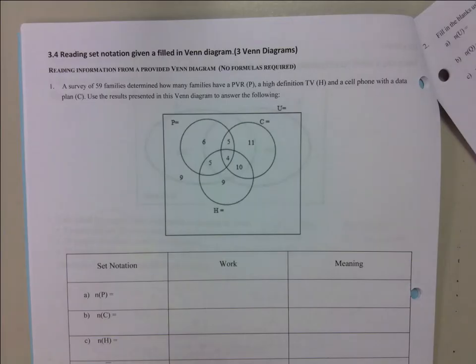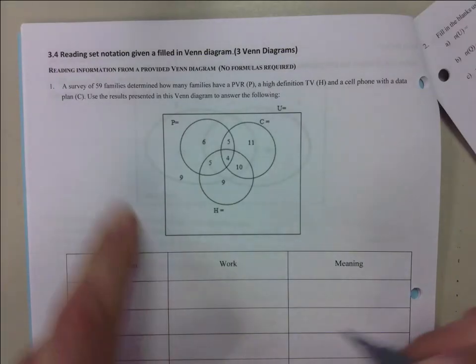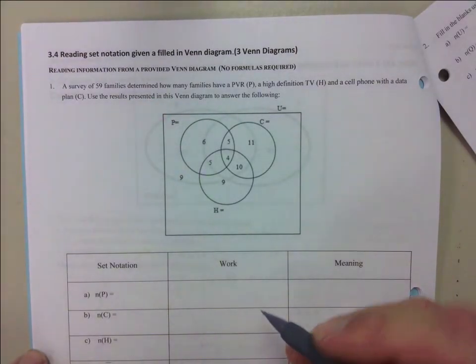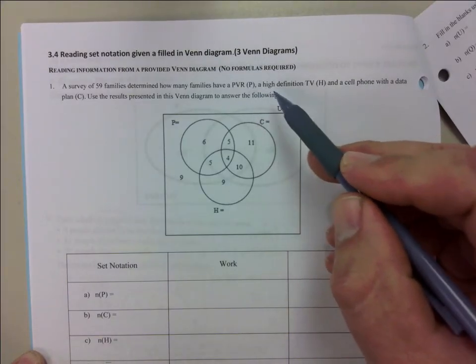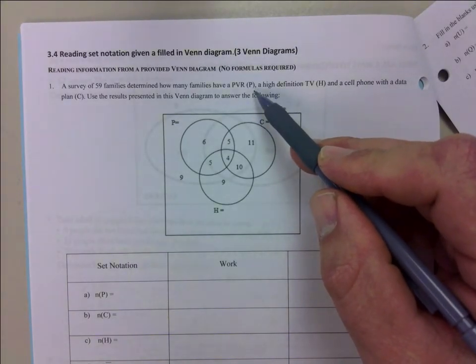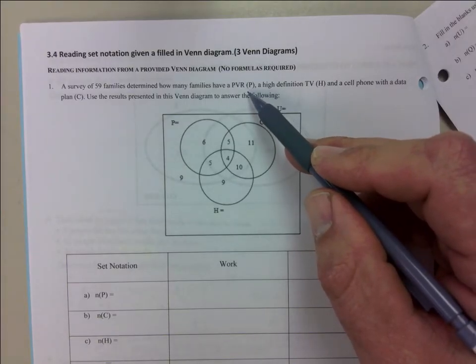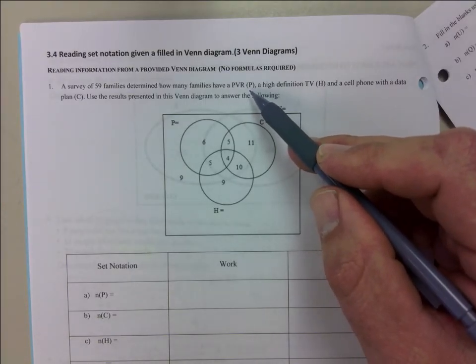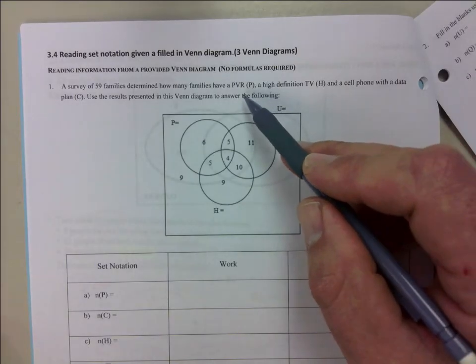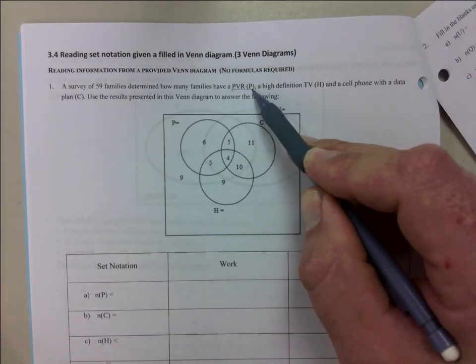Okay. A survey, pay attention because this is going to first get you into reading the sections. A survey of 59 families determined how many families have a PVR. PVR is like to record your shows. I'm sure some of you know what that is, but nowadays most of us just stream things. We don't record anymore, but anyways, PVR used to be a big thing.